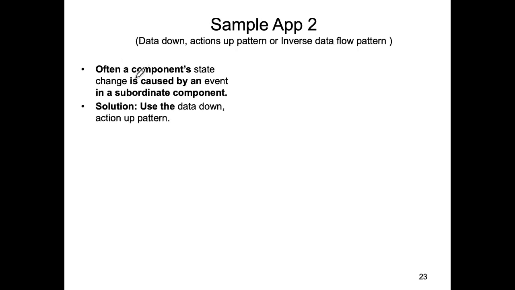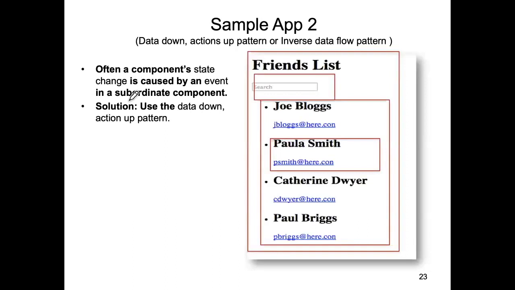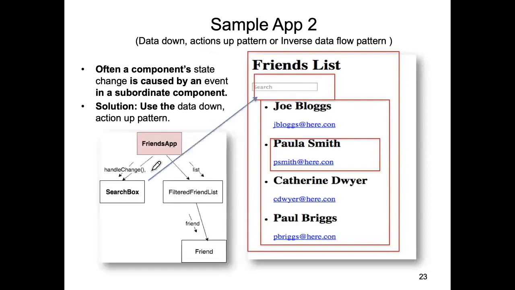So how do we deal with that situation? The answer is we implement this data down, action up pattern. Now, rather than coming up with yet another application to illustrate this, I'm going to stay with the same application, but I'm going to redesign it. The redesign is that I'm going to put the text box, the management of the text box and the rendering of the text box, in a separate component of its own, which means our component hierarchy now looks like this.